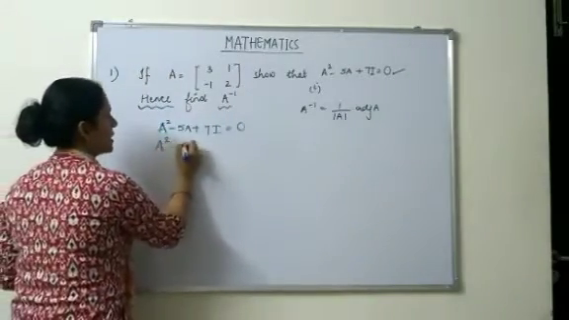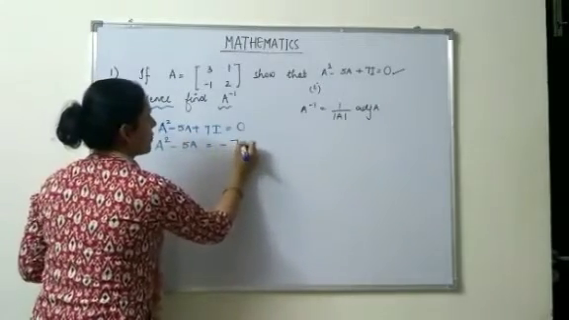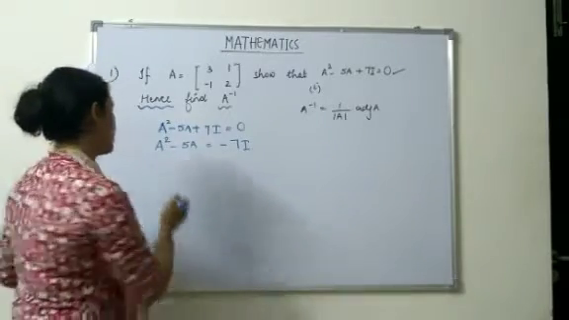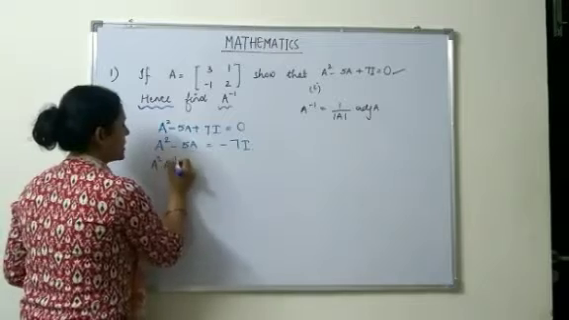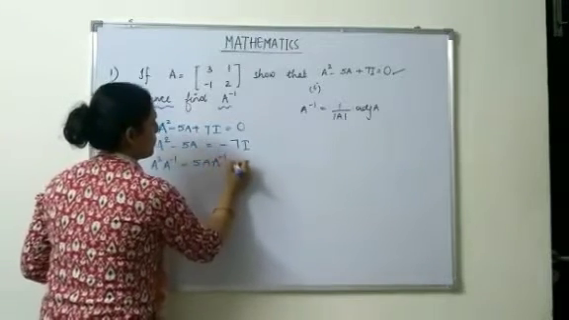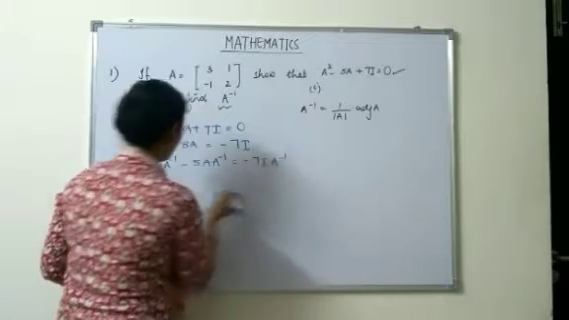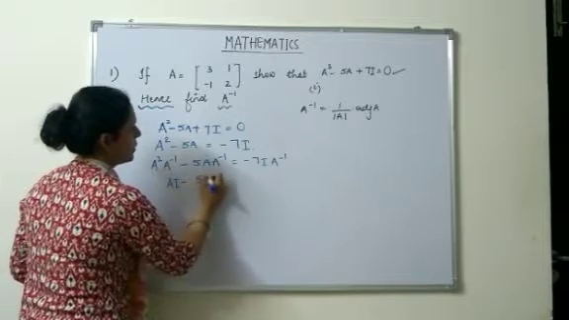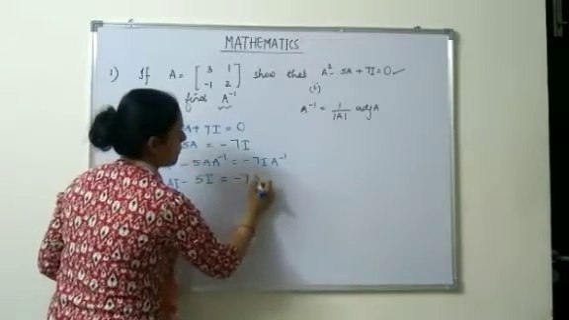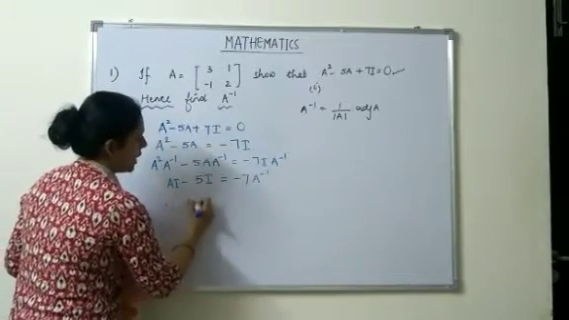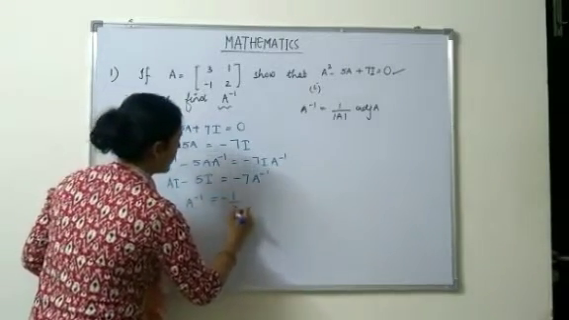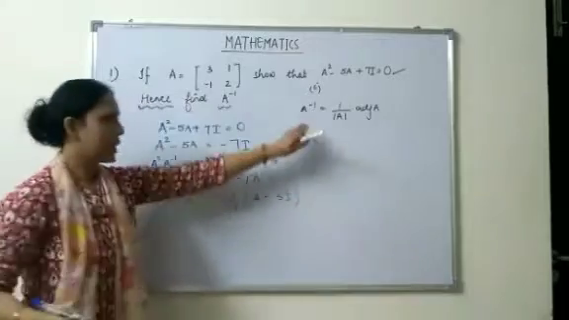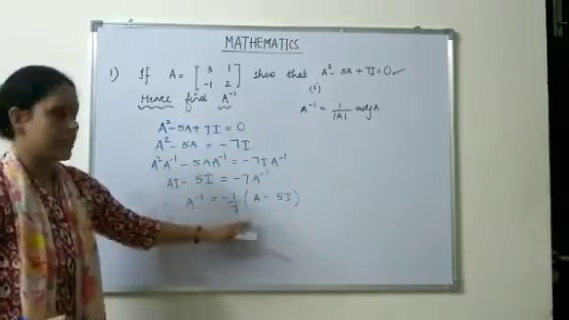We'll write the equation like this: minus 7I. Now we can post multiply or pre multiply by A inverse on both the sides. So we can write it like this. So here we get AI minus 5I is equal to minus 7 A inverse, and therefore A inverse becomes minus 1 upon 7 into A minus 5I.